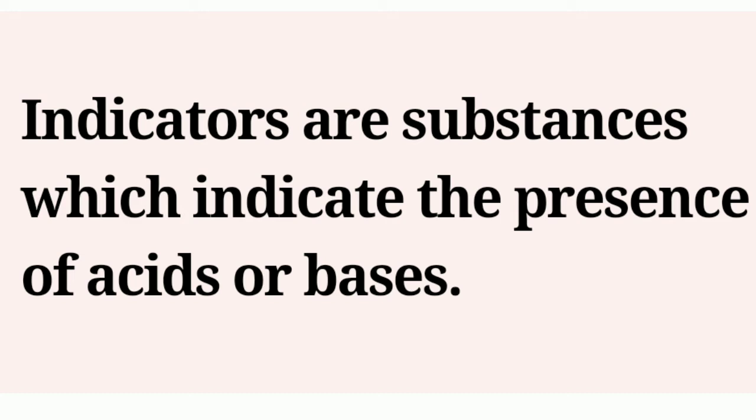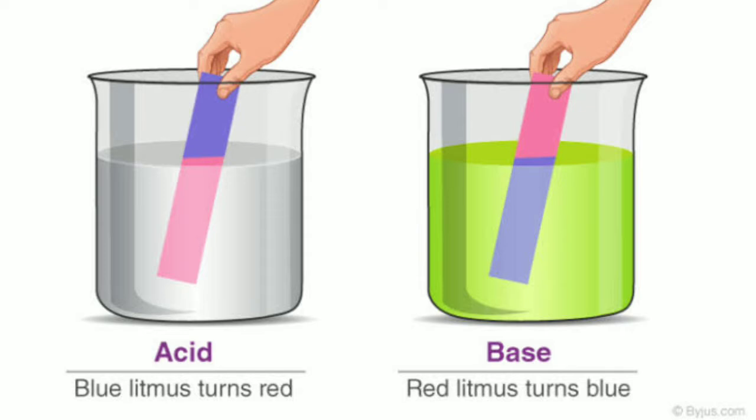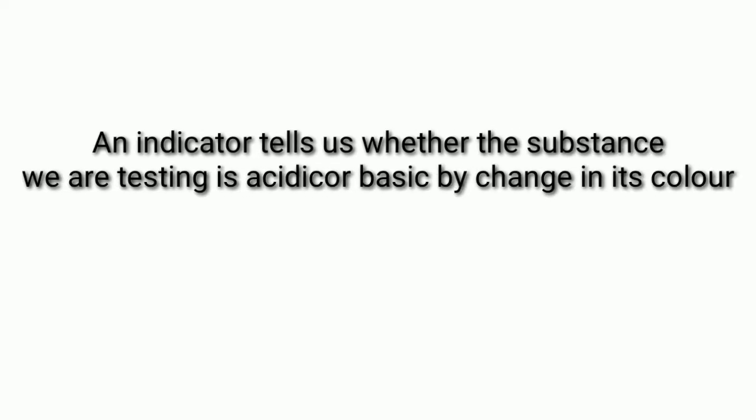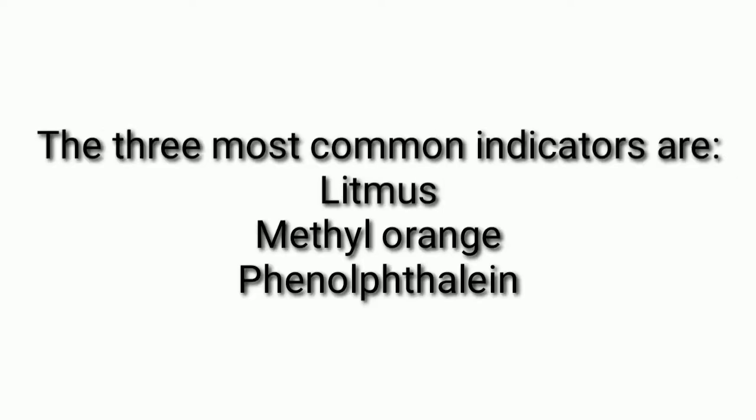Let us define an indicator, children. An indicator is a dye that changes color when it is put into an acid or base. An indicator gives different colors in acid and base. Thus, an indicator tells us whether the substance we are testing is an acid or a base by change in its color. In other words, we can say an indicator tells us whether the substance we are testing is acidic or basic by change in its color. The three most common indicators to test for acids and bases are litmus, methyl orange and phenolphthalein.